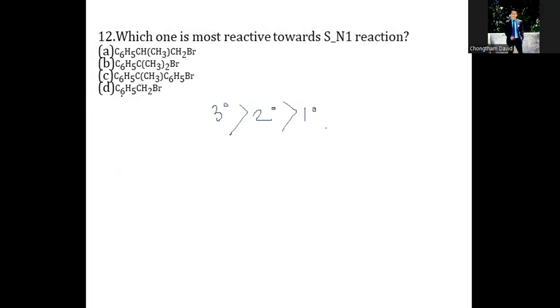If you look at the options, the tertiary carbocation will form from this carbon only. It is stabilized by the two phenyl groups present. So you have to look at this order: tertiary, secondary, primary. This is the stability of carbocation. Who is stabilizing it? The two phenyl groups present. And this is the reason why the most reactive haloalkane towards SN1 reaction will be option C.